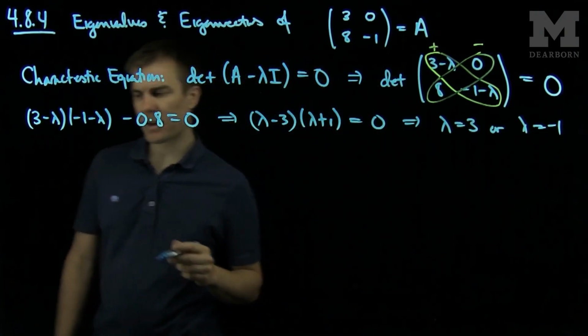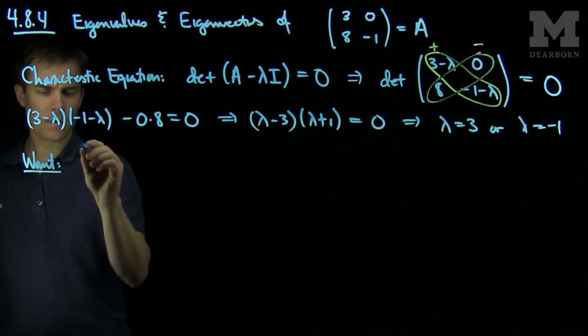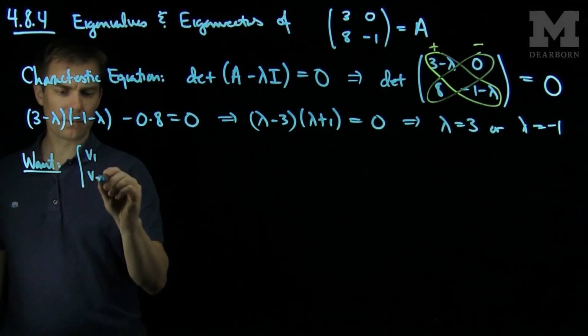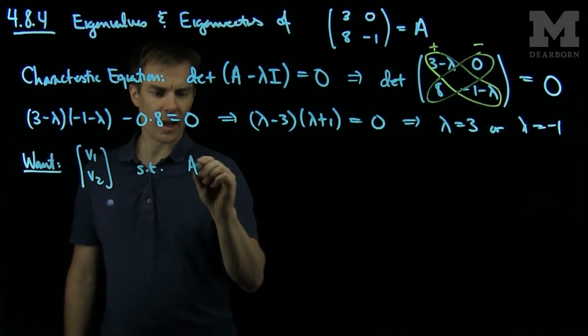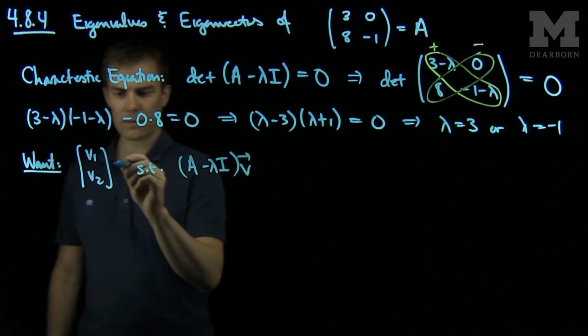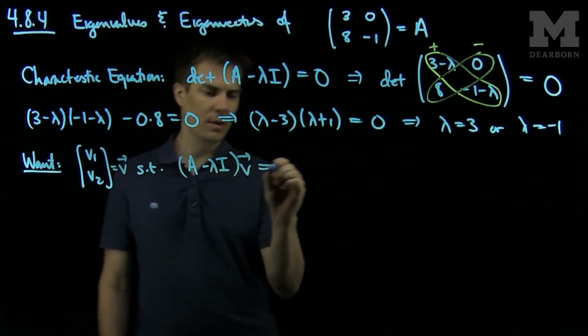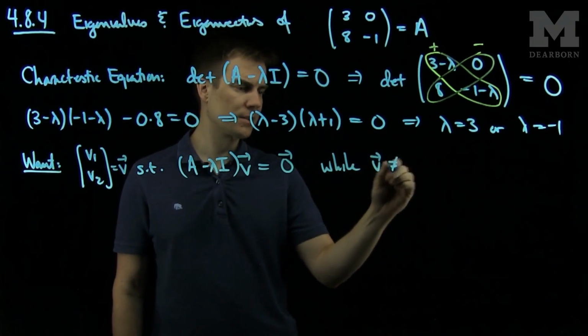Now to find the eigenvectors, we want a vector v1, v2 such that A minus lambda times the identity, applied to the vector v, is equal to 0 while v itself is not 0.